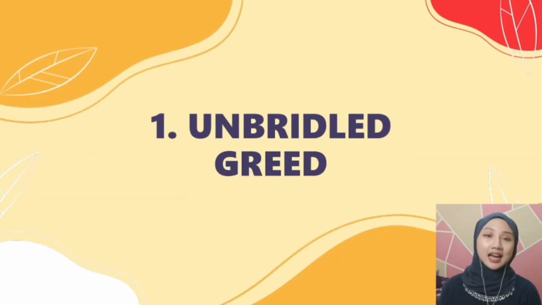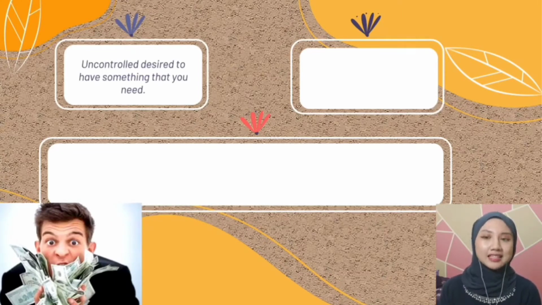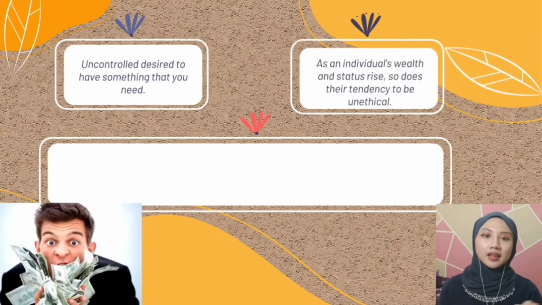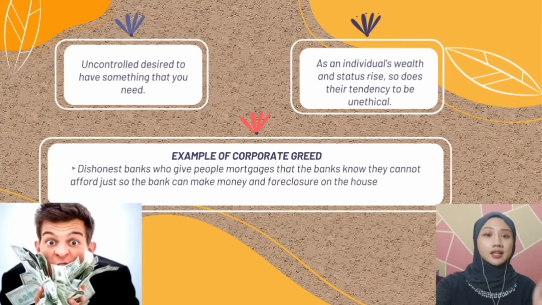The first factor is unbridled greed. What is unbridled greed? Unbridled greed is an uncontrolled desire to have something that you need. As an individual's wealth and status rise, so does their tendency to be unethical. An example of corporate greed is the dishonest bank that gives people mortgages that the bank knows they cannot afford, just so that the bank can make money and foreclose on the house.